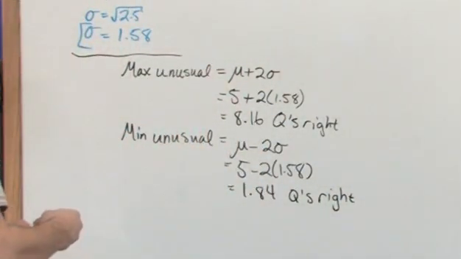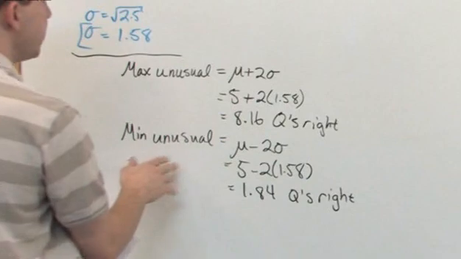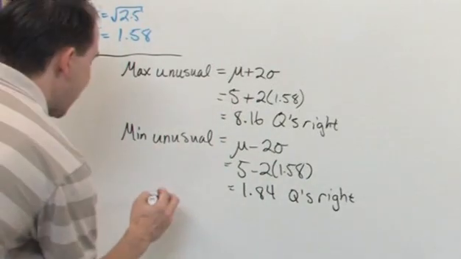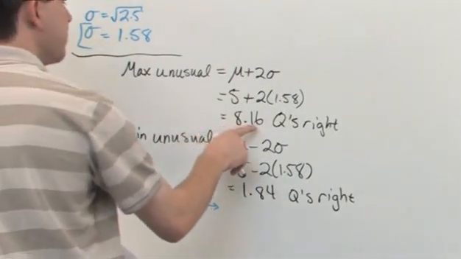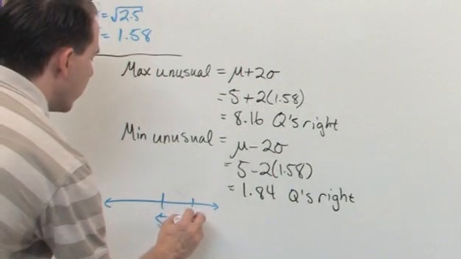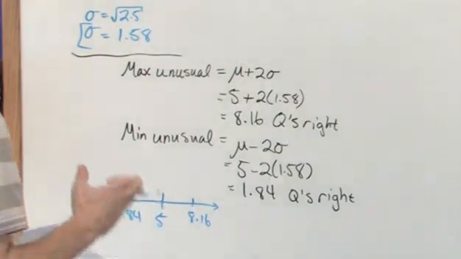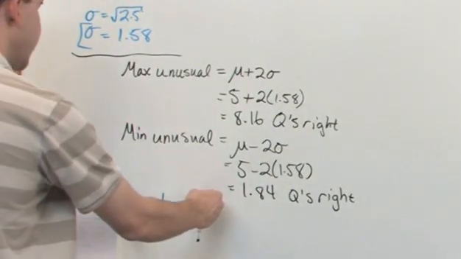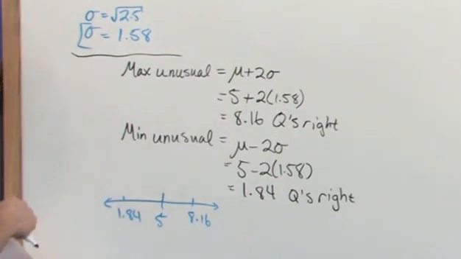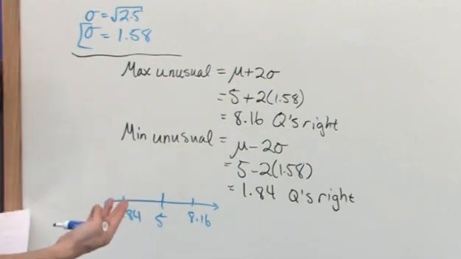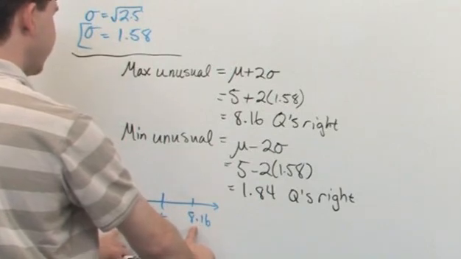The average number of correct answers on this test is going to be 5. What this is saying is we calculate the maximum unusual and minimum unusual. If the average number of correct answers is 5, then the maximum unusual is 8.16, the minimum unusual is 1.84. So that means 95% of the people are going to get between 1.84 and 8.16 questions correct. If anybody gets less than 1.84, he's going to be statistically an outlier because he's not in the majority of the people. Like we said, 95% of the people are going to get between this many and this many questions right.